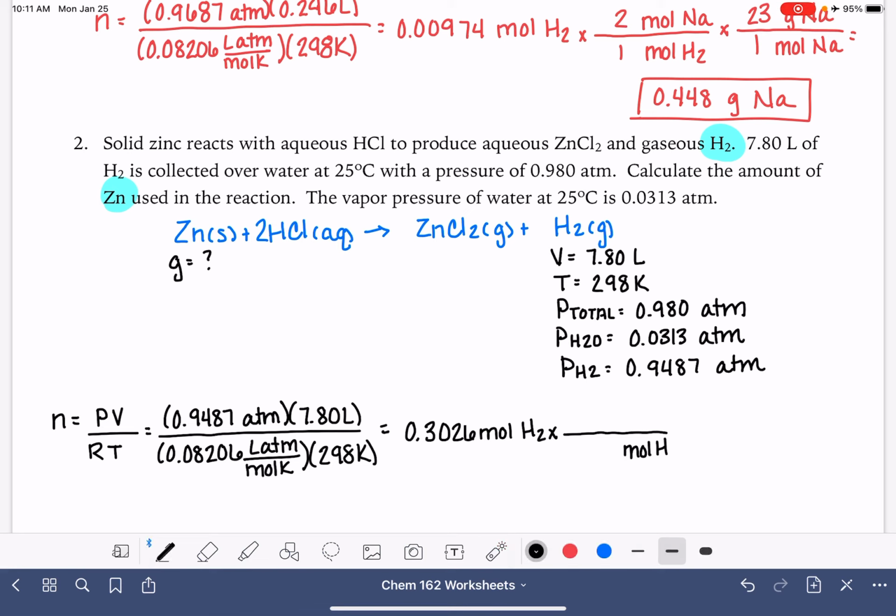And now we're going to do our mole to mole conversion to cancel out moles of hydrogen and convert into moles of zinc. Using the coefficients from the balanced equation, we have 1 hydrogen for every 1 zinc, so that's a 1-to-1 conversion. And then in the last step, we're converting into grams of zinc using the atomic weight of zinc, which is 65 grams per mole. This is 19.67 grams of zinc.